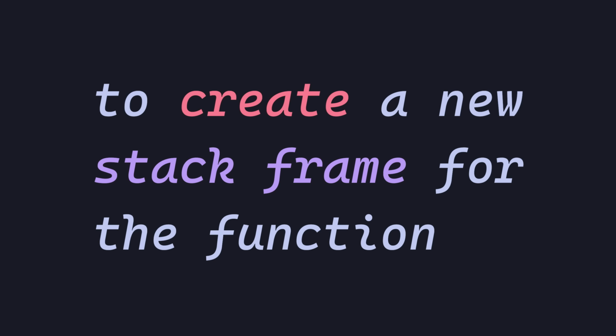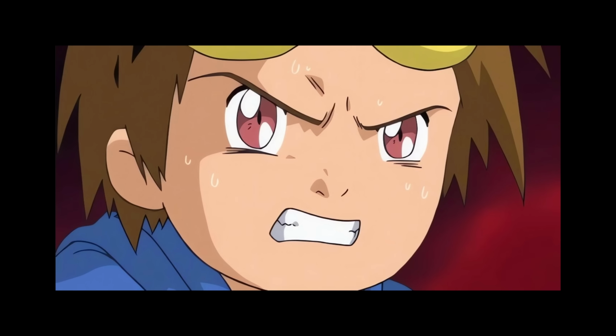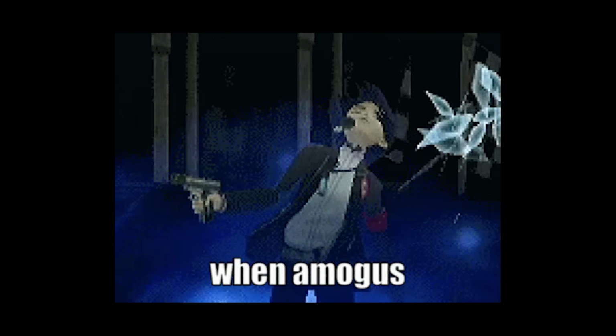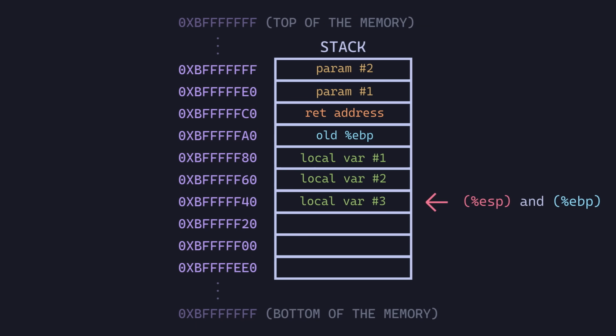The main purpose of this, at least according to what I understood, is to create a new stack frame for the function. In x86, if I have to say x86 one more time, I'm going to lose it. You usually initialize local variables by pushing them into the stack.